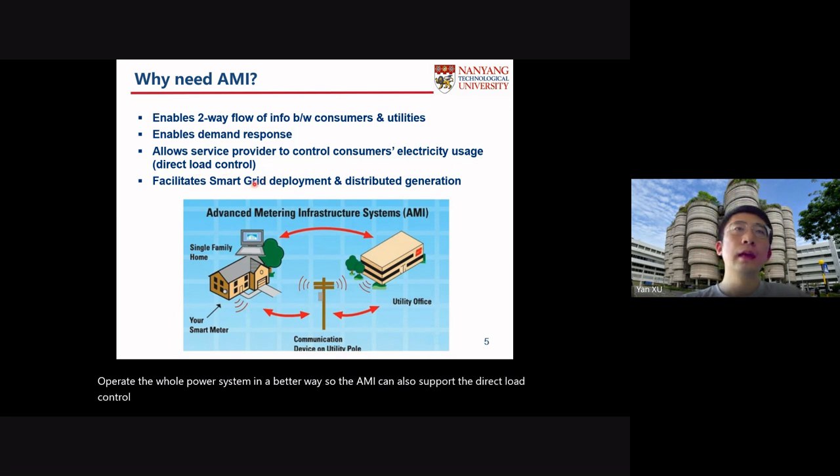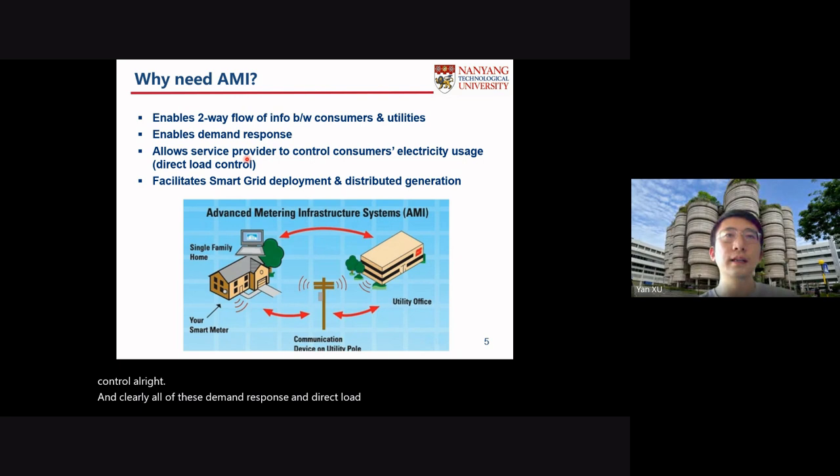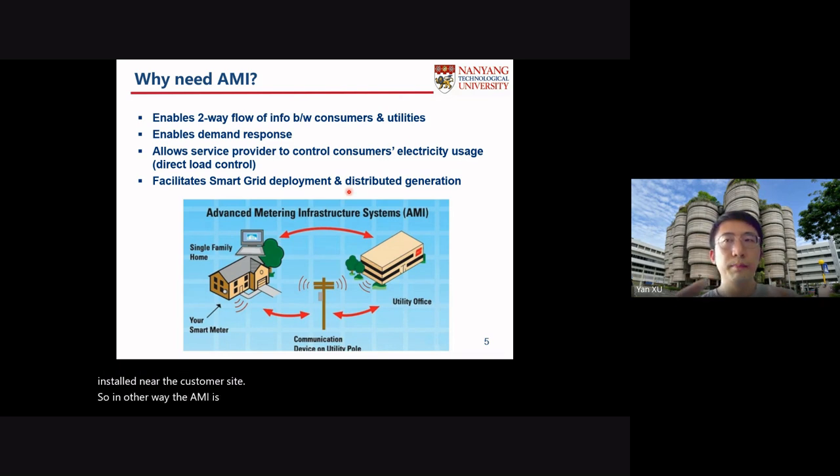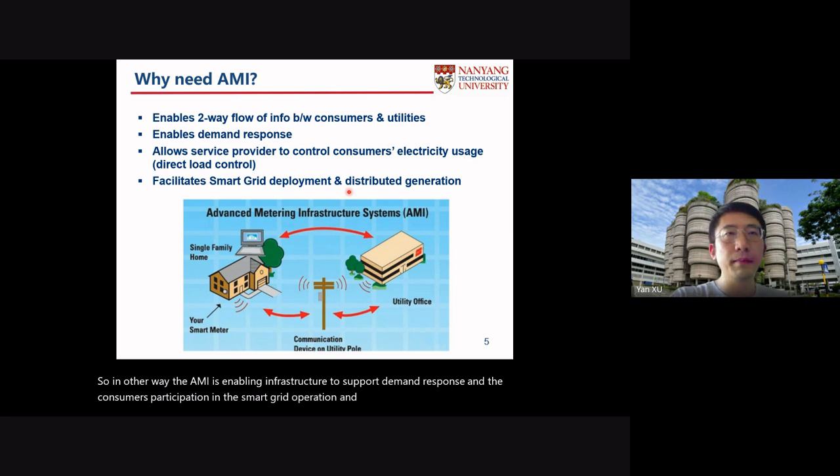All right. And clearly, all of this demand response and direct load control is to facilitate smart grid technology, to facilitate the utilization of renewable energy resources, as well as to support distributed generation. Let's say the rooftop solar PV and some other clean energy installed near the customer site. Okay. So in other words, the AMI is the enabling infrastructure to support demand response and the consumer's participation in smart grid operation and control. So that is a major motivation for the AMI.